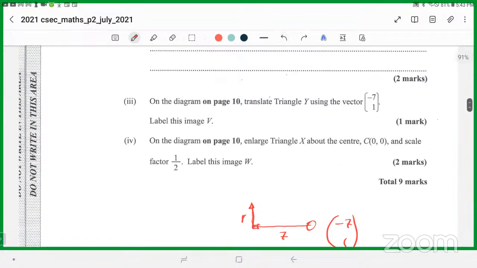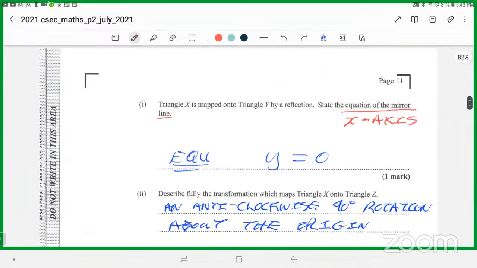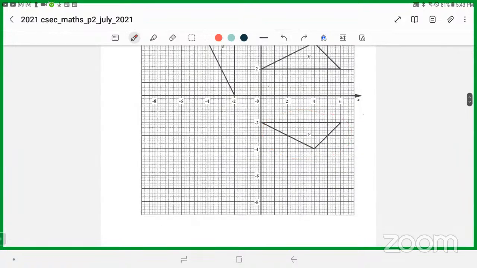Let's go and count it now. We're talking about triangle Y. Which one is triangle Y again? This one. So I'm going to start with this point. I'm going to move this point right here 7 units to the left. It's easy to use that point because from 0 on the y-axis, 7 units to the left takes it over to negative 7 right here. So that's where that point is going to go.